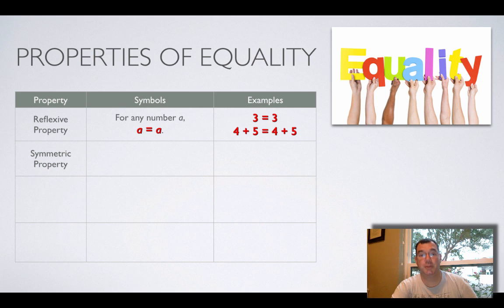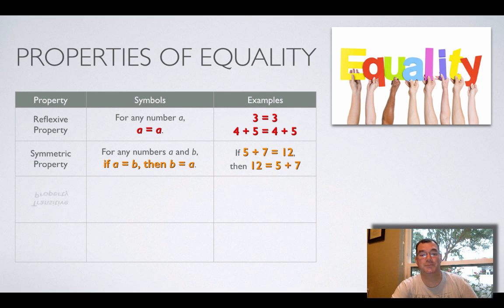Then we have the symmetric property, moving away from just talking about one number to talking about two numbers. So for any two numbers, if A is equal to B, then B is equal to A. And that goes for expressions as well. So if 5 plus 7 is equal to 12, then 12 is equal to 5 plus 7. Kind of obvious for those two.